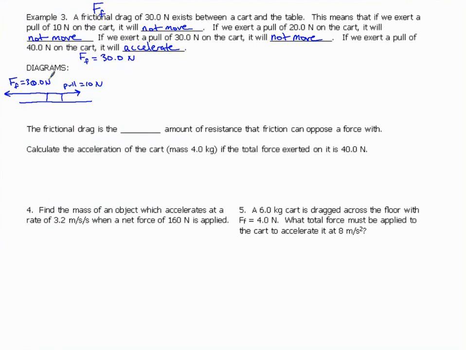Now take a look at this. This said that if we exert a pull of 10 newtons on the cart, it will not move. But looking at this picture, there is an unbalanced force, a net force, which would tell me that this would probably move. The problem with this one is that it's actually a bad picture. So let's label that as a bad picture, and we'll box it off right here. The reason it's bad is because it looks like we have a net force. Fix this right here.